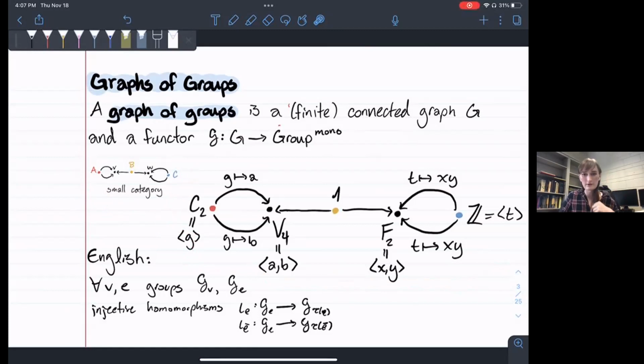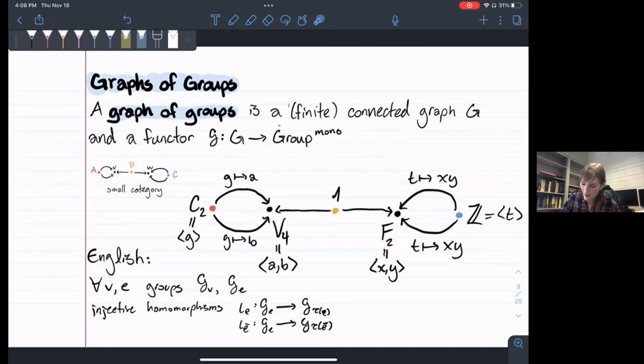Associated to the edge B, I give just the trivial group. Associated to the edge A, I'm giving the cyclic group of order 2, and associated to the edge C, I'm giving the group Z. And then the vertex groups are the Klein-4 group on the left for V, and the free group on 2 generators for W. And then I have to describe injective homomorphisms. From the trivial group, there's nothing to describe. There's only one homomorphism, so that's fine.